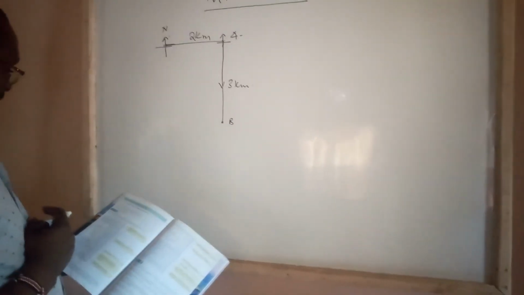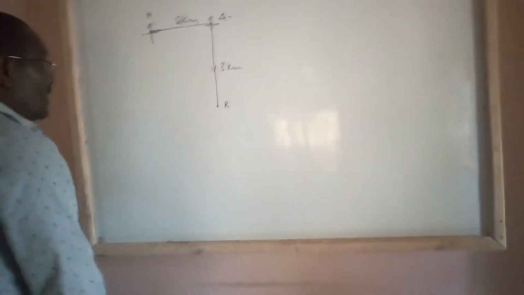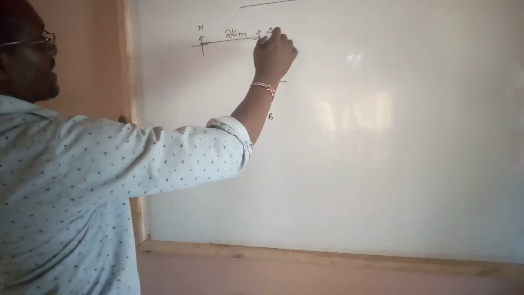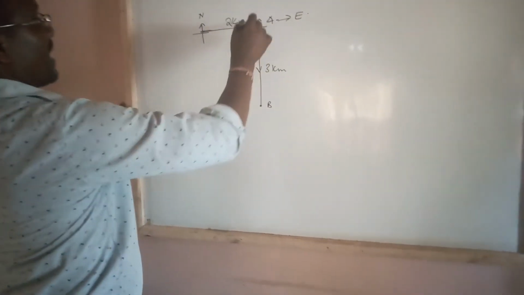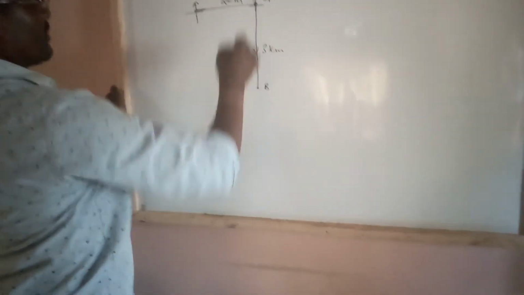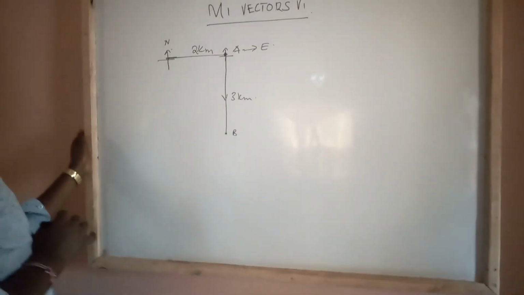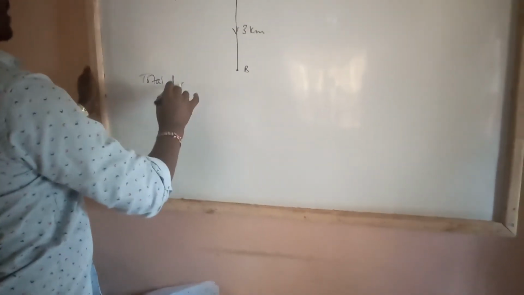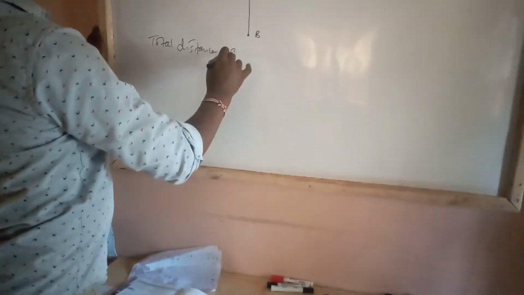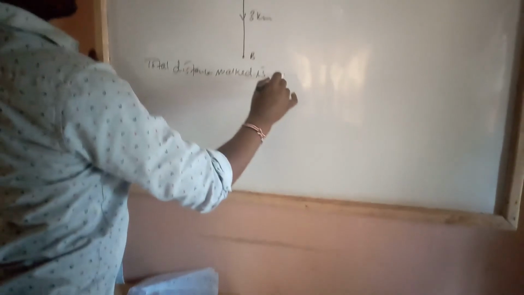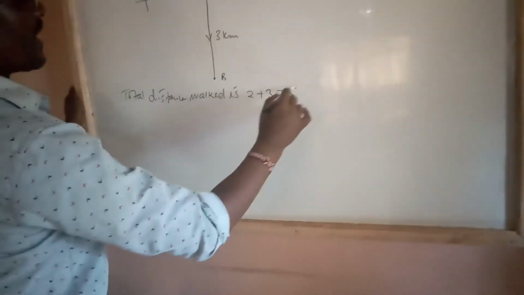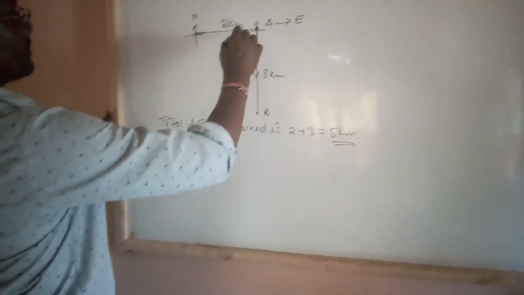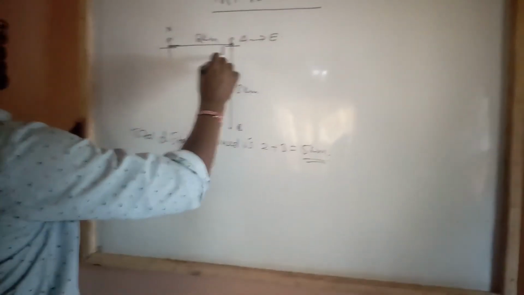Now, of course, the distance the girl walks is just a matter of addition, because she walks 2 kilometers due east. This is to the eastern side. Then after reaching point A, after walking 2 kilometers, she walks 3 kilometers to point B due south. So the total distance walked is 2 plus 3, which is 5 kilometers. That is part A of the question.